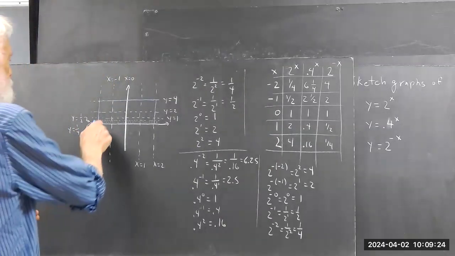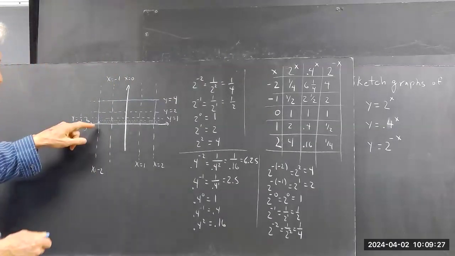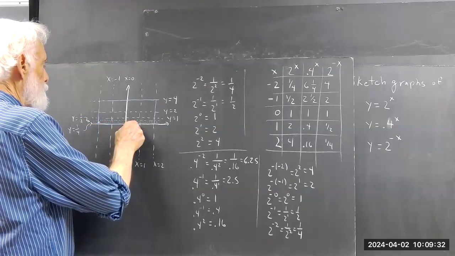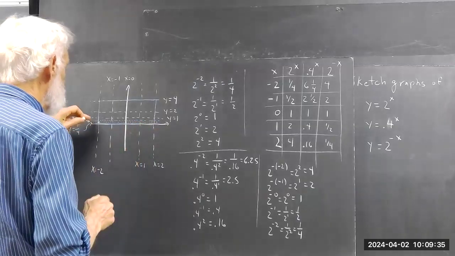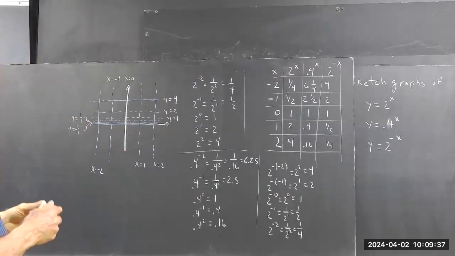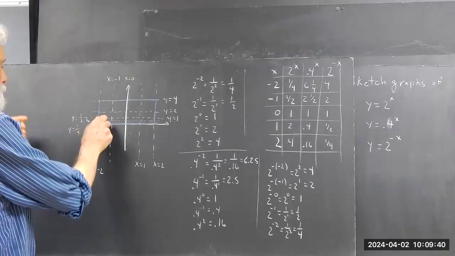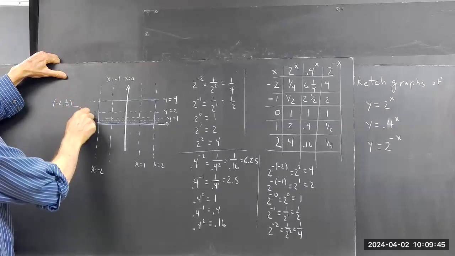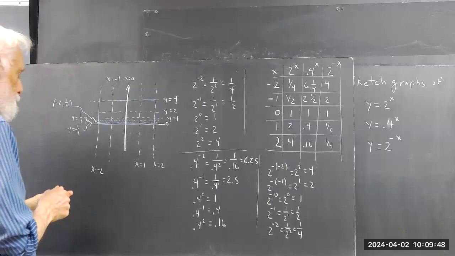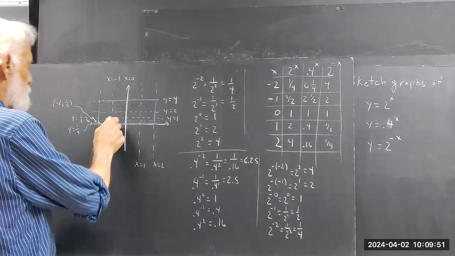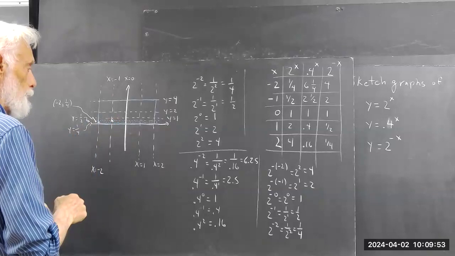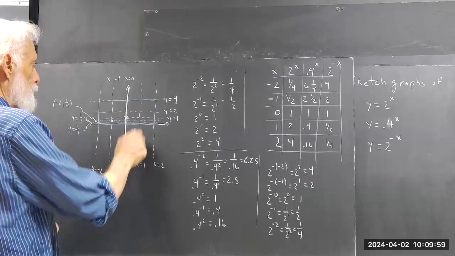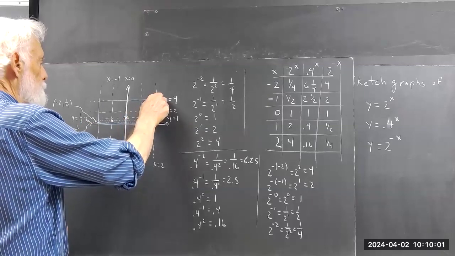And you see that we start not on the lower edge of the rectangle, but on the line directly above the lower edge, which corresponds to y equals 1/4. So this point is going to be -2, 1/4. This point will be -1, 1/2. This point will be 0, 1. This point will be 1, 2, and this point will be 2, 4.